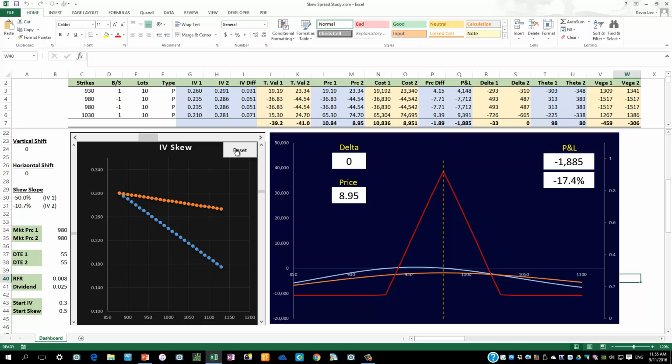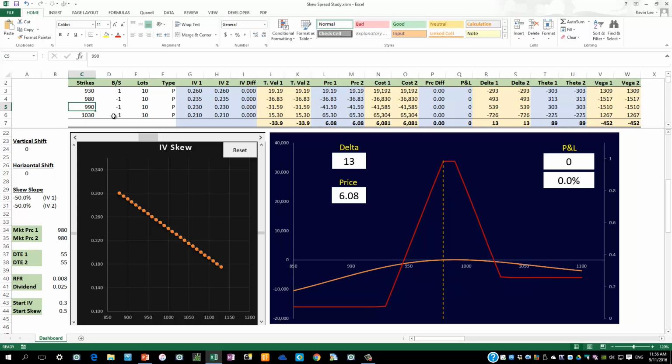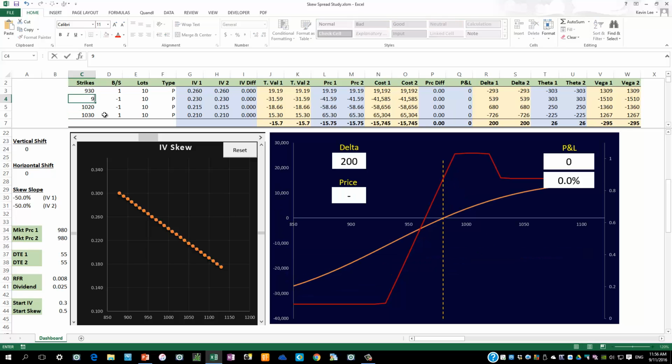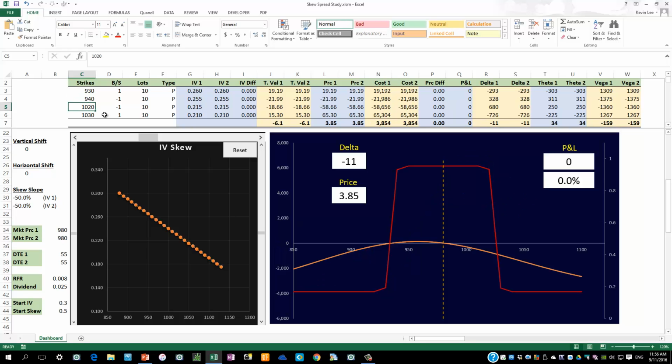In fact, this tool is quite versatile. It can do analysis for any type of spread. I can make this a broken wing butterfly, for example, by, let's say, shifting this to 990 and 990, so that this becomes a broken wing butterfly. Or I can even make this a condor, like 1020, and then this one is 940, for example. This becomes a condor. All kinds of analysis possible.